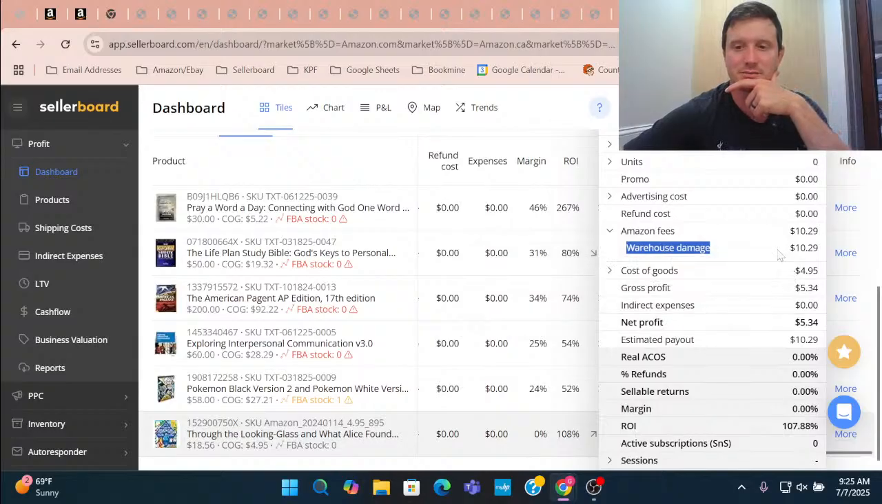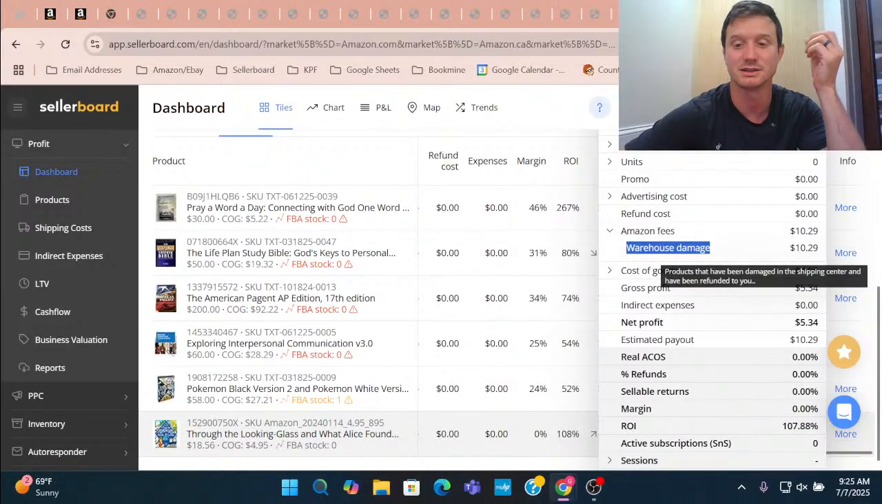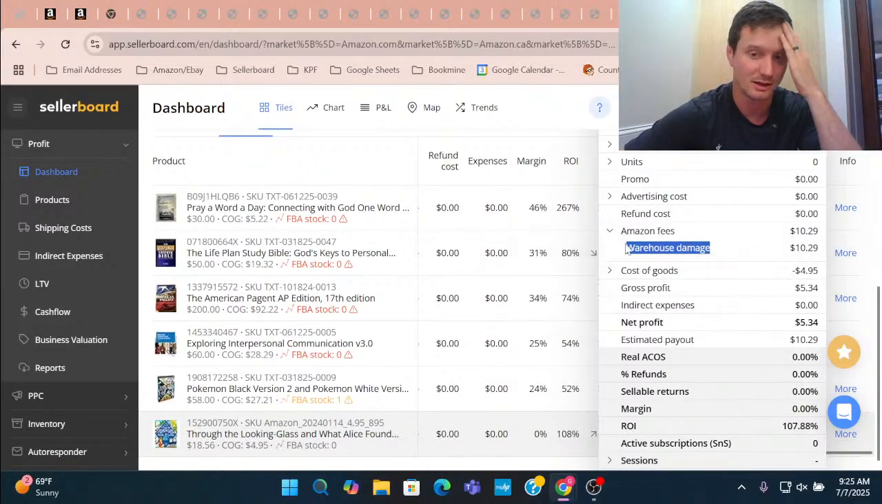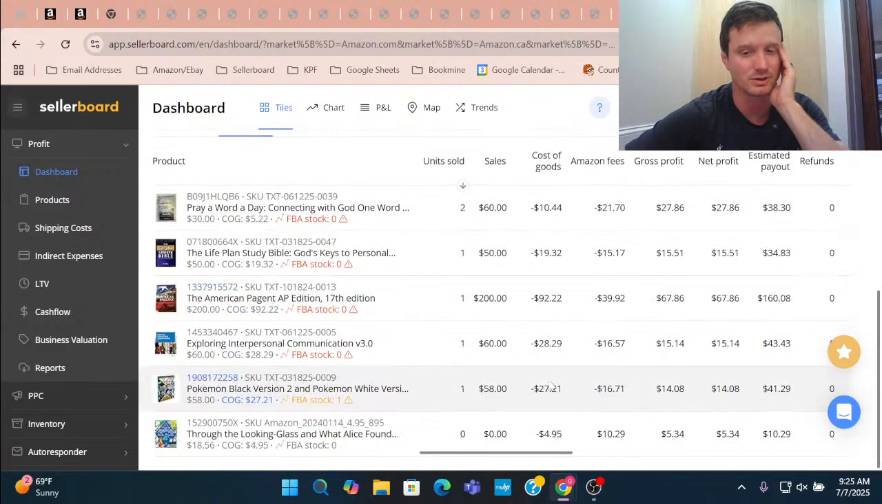That's like, I don't know. They may have lost it. Usually if they've lost it, it says that they've lost it. But this happens a lot. I've noticed, like when someone buys something and then they cancel it or they return it.